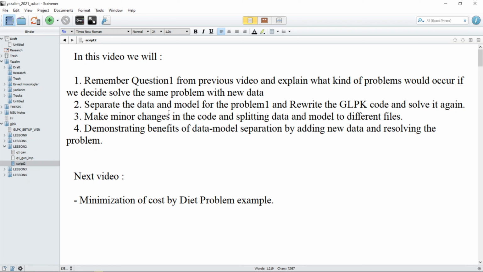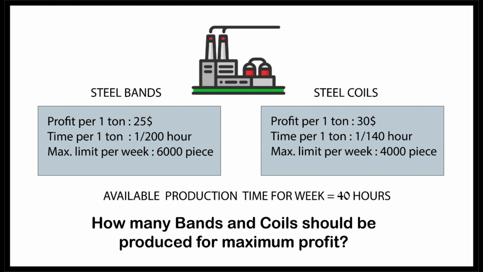And after this, we will make minor changes in our code and we will split the data and model into different files. And as a last part, we will demonstrate the benefits of data model separation by adding new data and resolving the problem. And in the next video, we'll talk about minimization of the cost by giving an example of the diet problem. Let's start by remembering the question from the previous lesson.